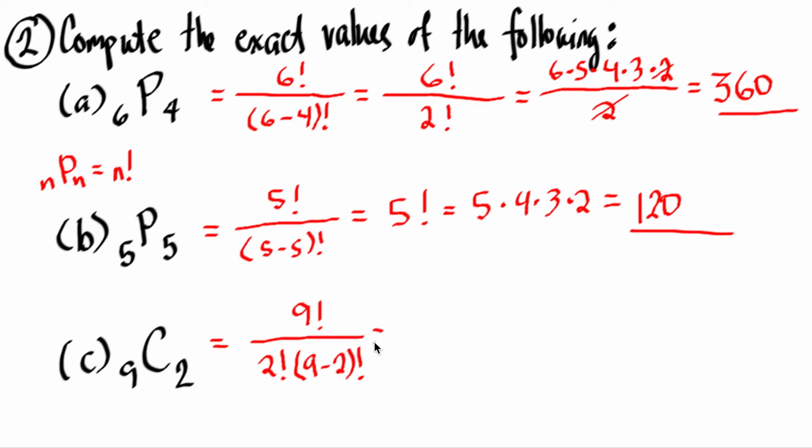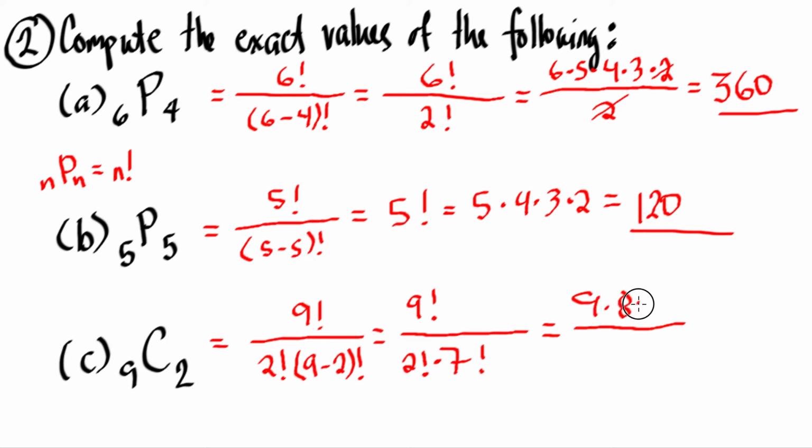So let's fix the denominator. What we have is 9 factorial all over 2 factorial. 9 minus 2 is 7 factorial, so let's write it there. Let's extend the 9 only until 7 factorial. What we have is 9 times 8 times 7 factorial. Why? Because we're going to cancel that with the 7 factorial below.